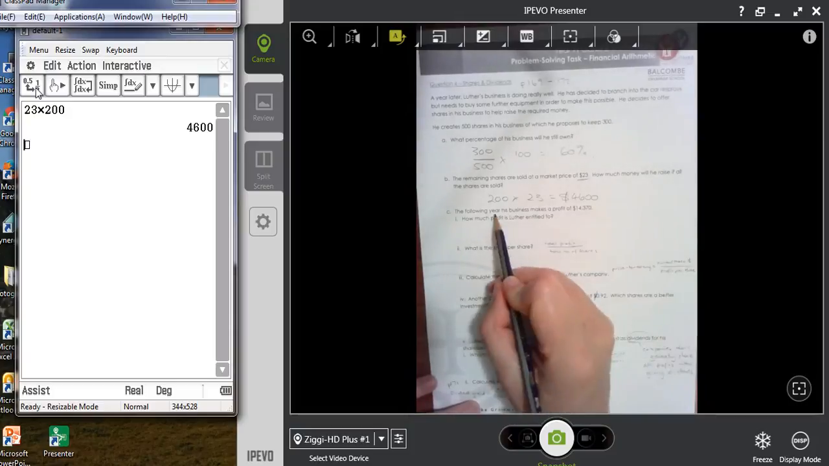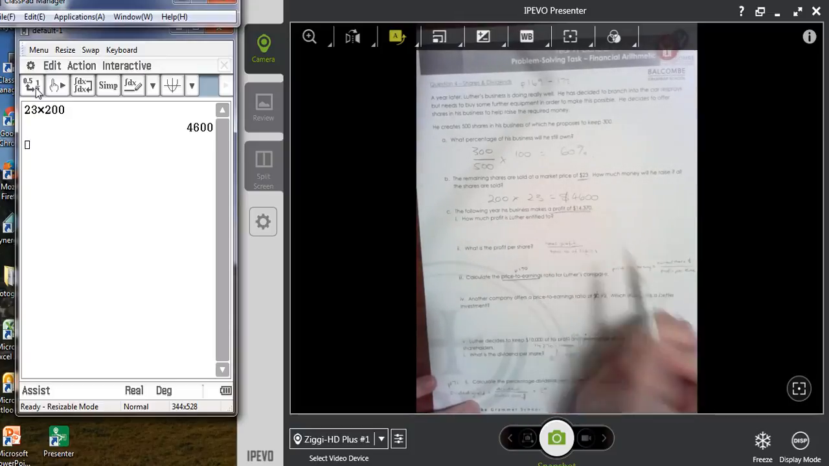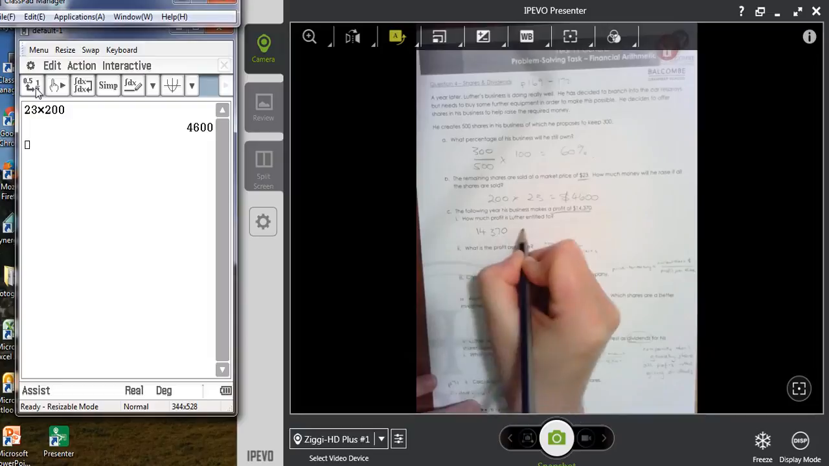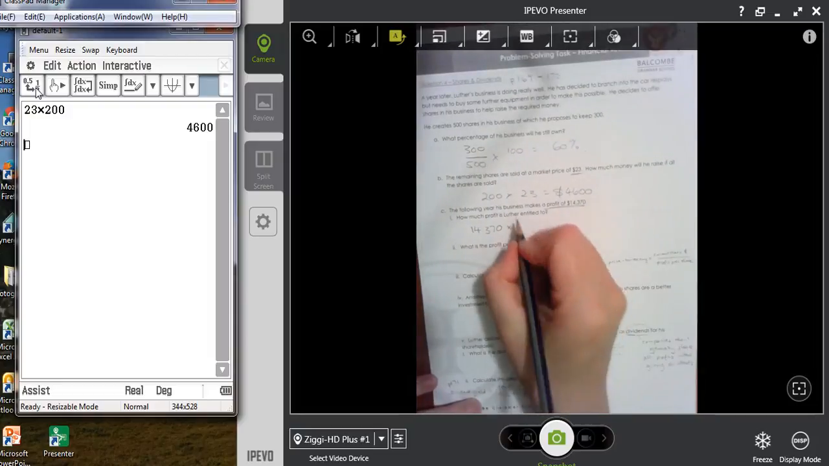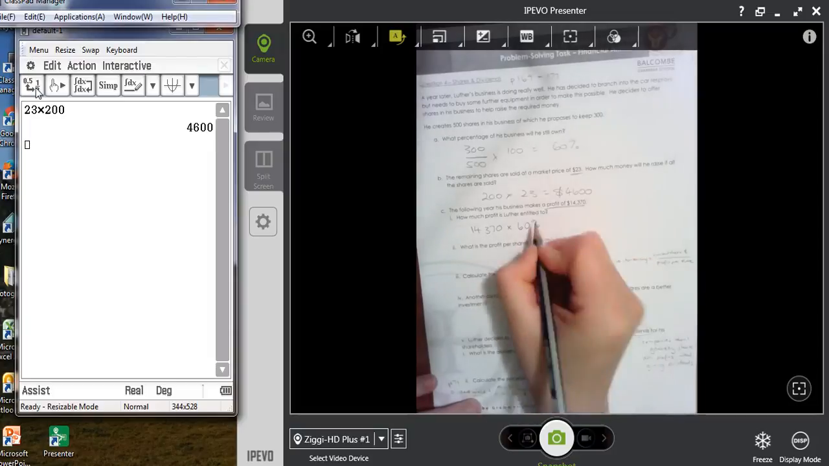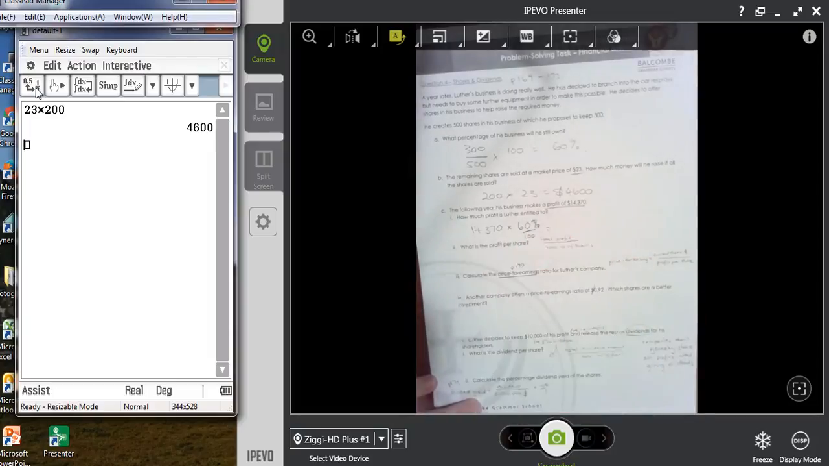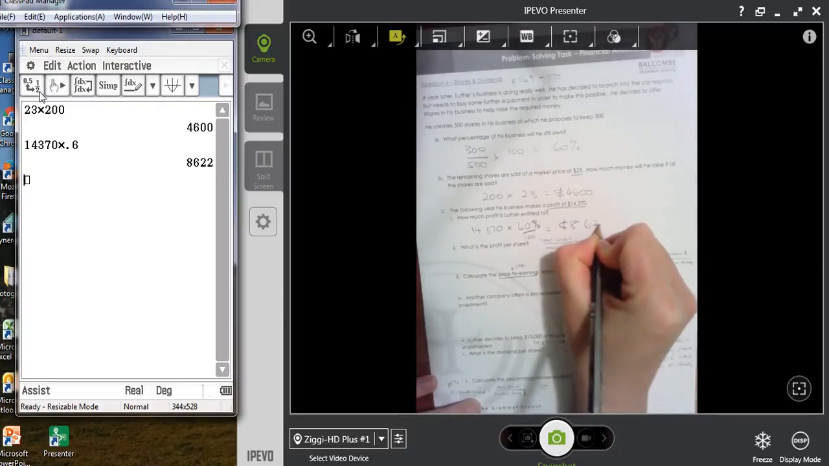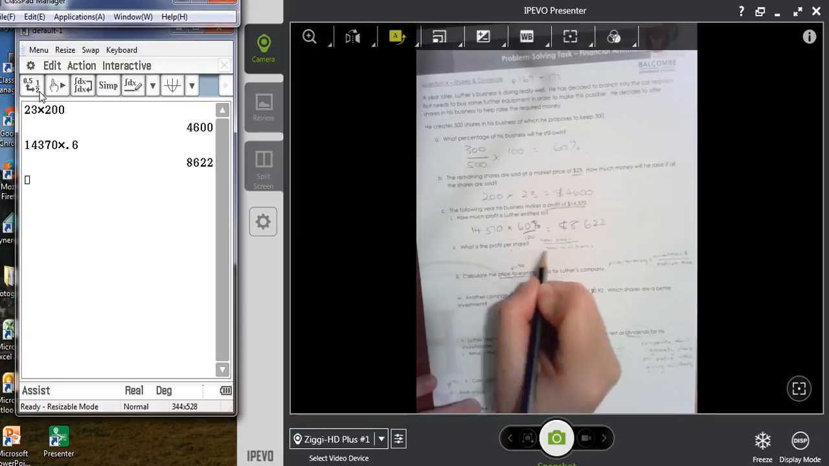In the first year or the following year of business, he makes a profit of this much. How much is he entitled to? He is entitled to 60% of it, assuming that he shares the profit entirely. So we enter 14,370 times 0.6 into our calculator, and he is entitled to $8,622.